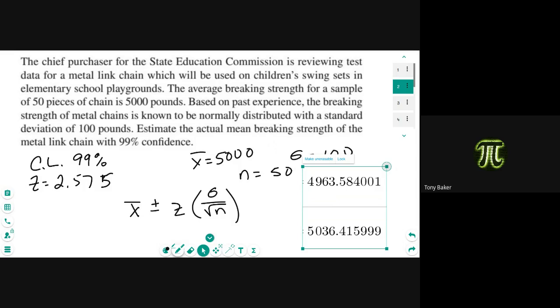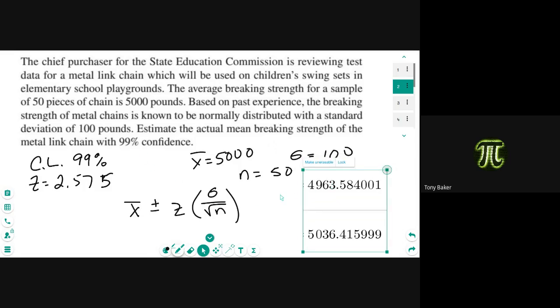So in this case, my interval is from 4963 point, however many decimal points they want, to 50.36. So if we're doing a test or the homework, is it going to ask you how many decimals they want? It should tell you that, yeah. It should tell you how many decimal points they need for it.